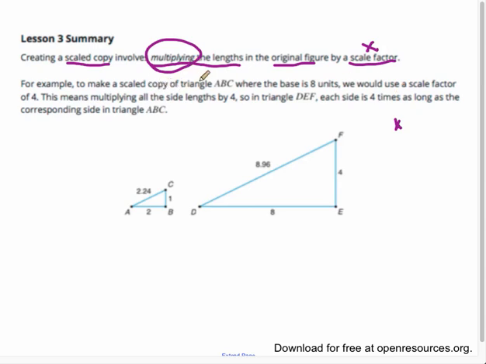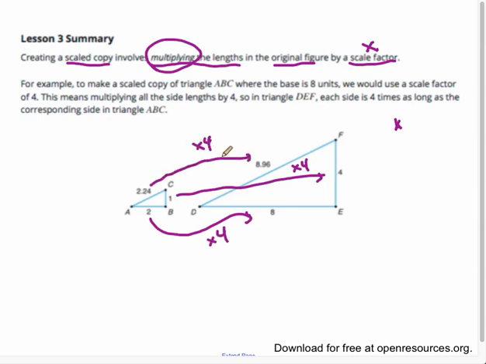For example, to make a scaled copy of triangle ABC, where the base is 8 units, we would use a scale factor of 4. So scale factor is the number that multiplies each corresponding length. This length matches this length right here because corresponding parts are located in the same position in copies. So multiply this by 4. I would do the exact same thing to this length right there.